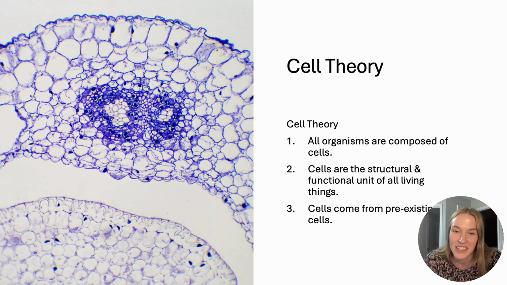The first part is all organisms are composed of cells. The second part is cells are the structural and functional unit of all living things. Those are sort of interchangeable, right? 1 and 2. And then 3 says cells come from pre-existing cells. So in class, I gave you the example that your skin cells are always going to be replacing themselves with other skin cells. So it comes from other cells. And even you came from 2 cells. You came from mom's egg and dad's sperm originally. Now, that is sort of our cell theory definition.